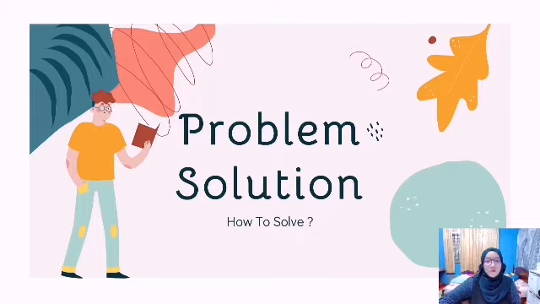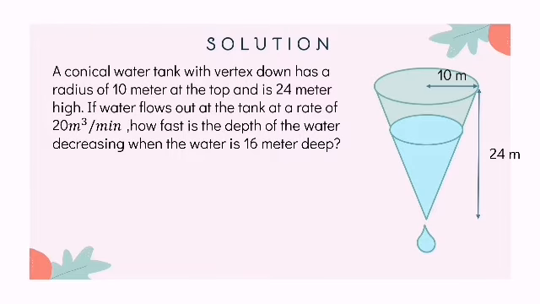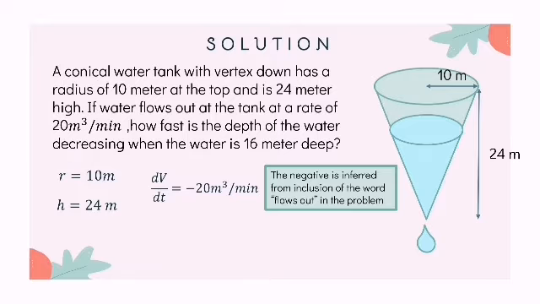How to solve the problem? First of all, we need to list out the information given, which is radius is 10 meter, height is 24 meter, dV over dt is negative 20 meter cube per minute. The negative is inferred from inclusion of the word flows out in the problem.